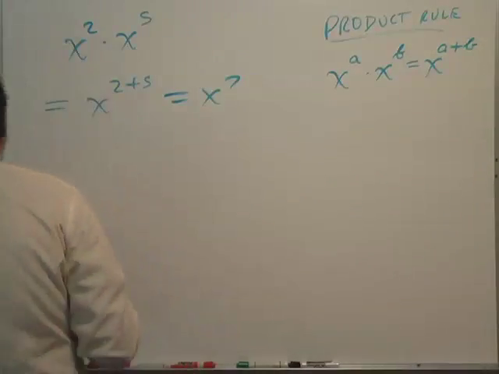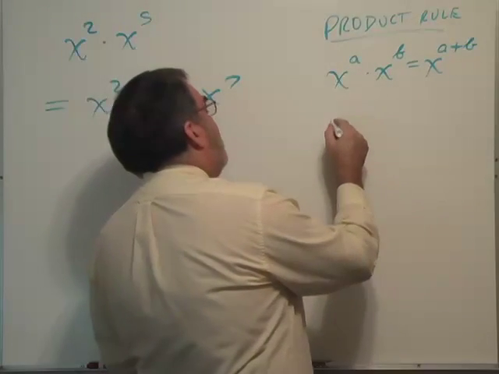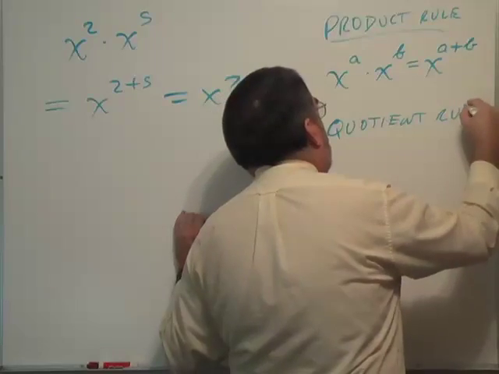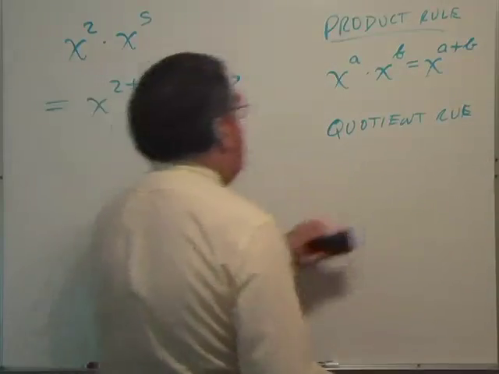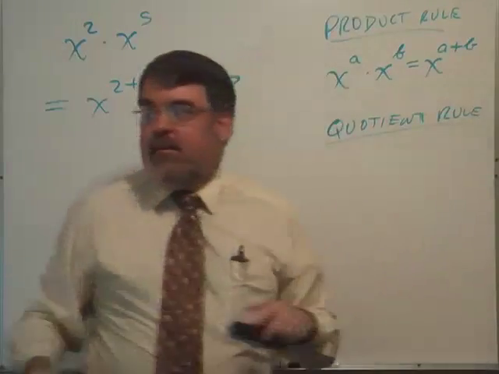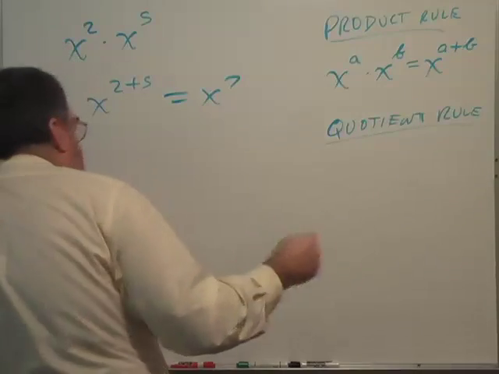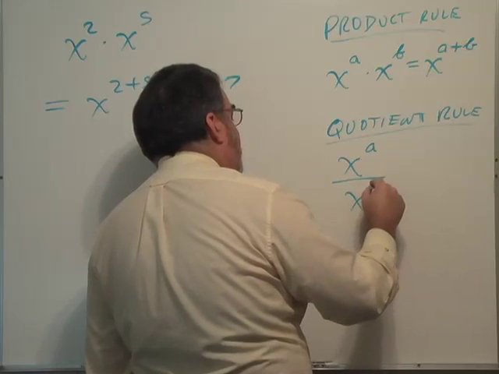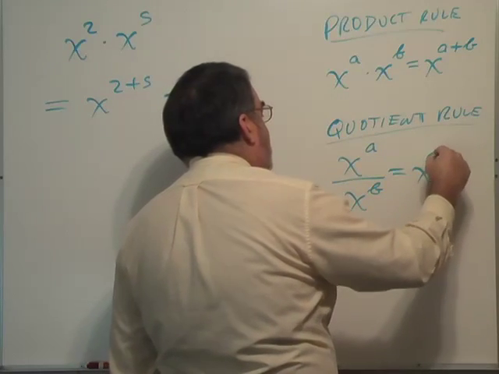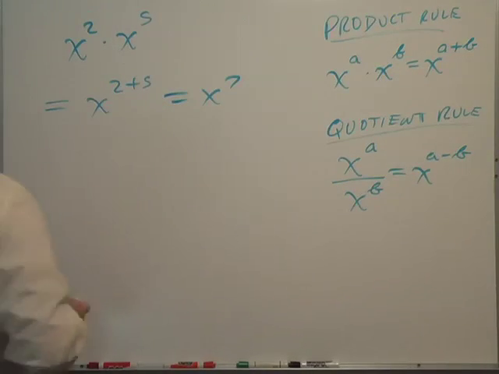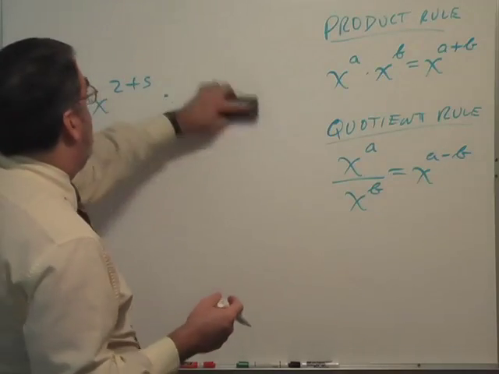All right. Well, there's another rule that goes right with this one, the quotient rule. And, oops, let me fix my spelling here. Okay, is that right? Yeah, you can see that. The quotient rule says that when you divide two numbers with the same base, you keep the base and you subtract the exponents, top minus bottom. There you go.